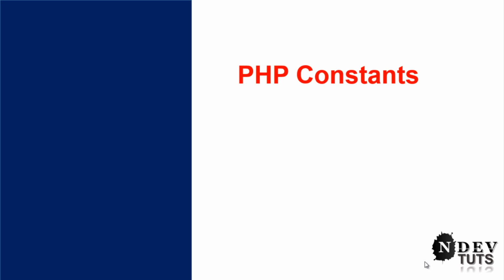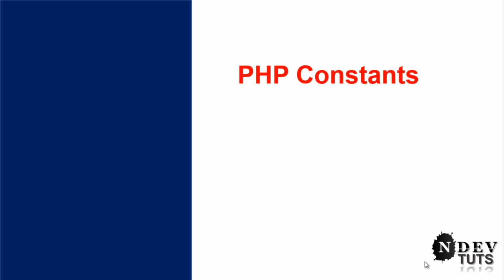In this tutorial we will learn about PHP constant. Let's talk about PHP constant. Constants are like variables except that once they are defined, they cannot be changed or undefined. A constant is an identifier or name for a simple value. The value cannot be changed during the script.